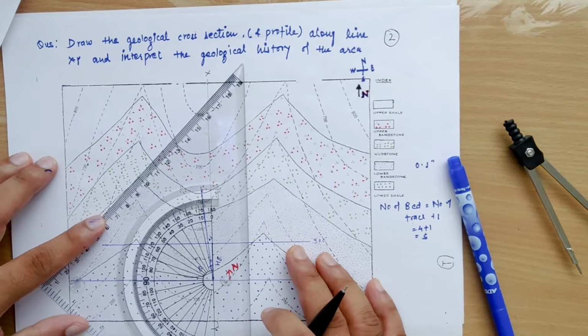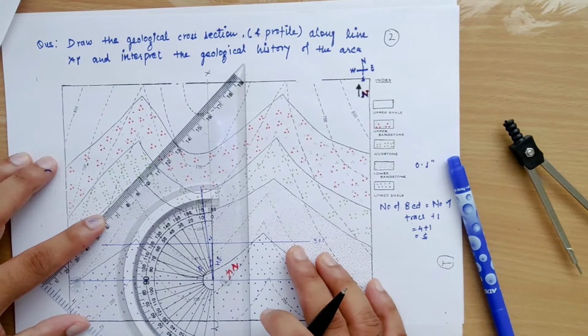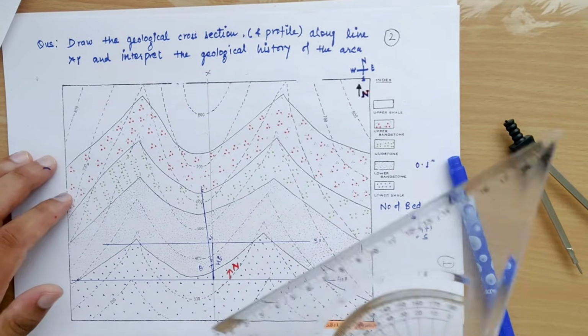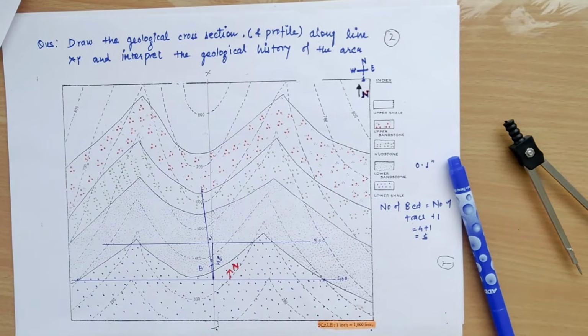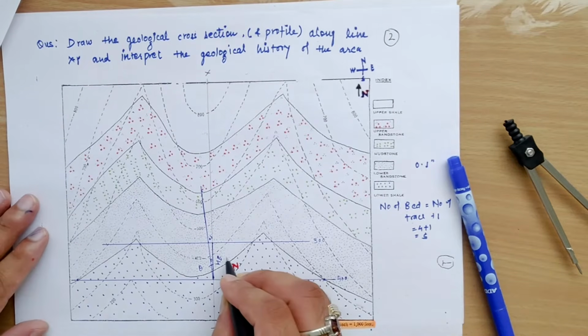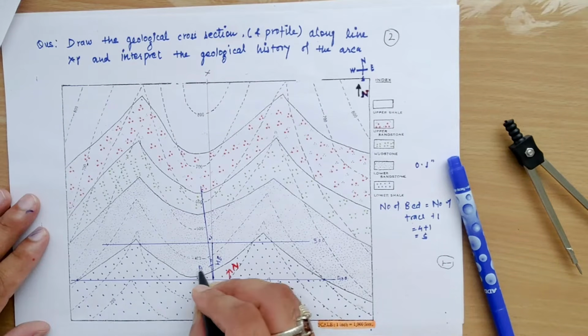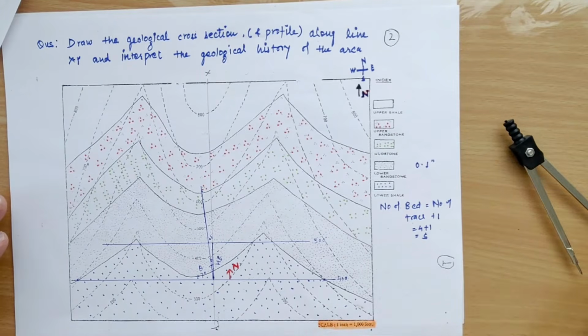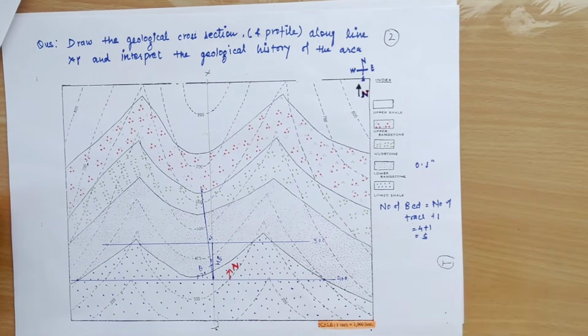So here this angle is roughly 6.5 to 7 degrees. So we are going to take it as 7 degrees. So we have determined the dip angle. Dip angle theta is equal to 7 degrees. So in drawing the section we are going to use this value.